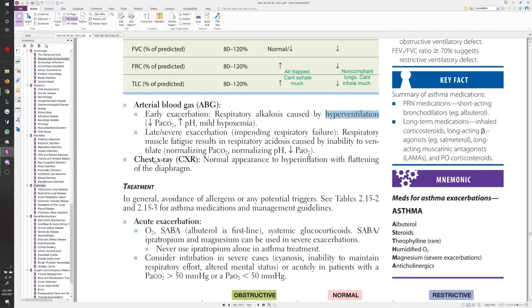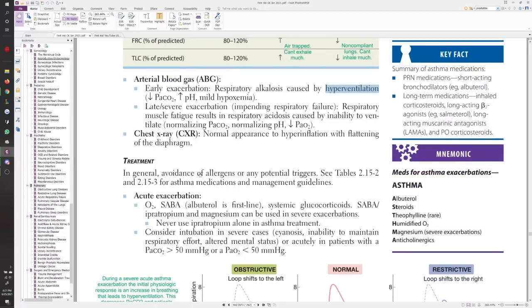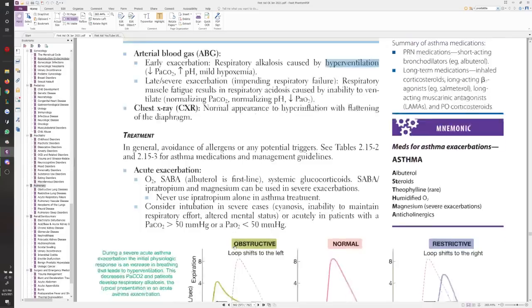When you do a chest x-ray in these patients, you'll just see the typical things you see in obstructive lung diseases: a normal appearance with possible hyperinflation and flattening of the diaphragm if the lung is made big because of air trapping. Okay. How do you treat this? In general, there's a lot of ways to treat this, but in general, you tell the patients to avoid any triggers that have led to them having asthma attacks. And asthma medication and management guidelines are given in a table we're going to look at.